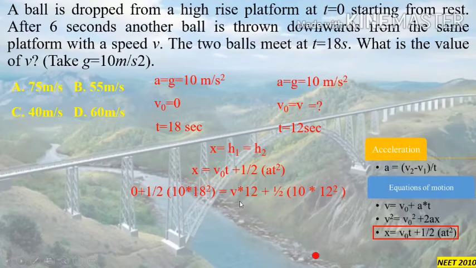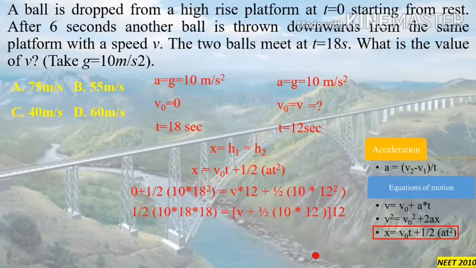Here v0 is v, time is 12 seconds as we discussed here, plus half into acceleration 10 and time is again 12 seconds, t square. If you solve this particular equation, here you can see only v is unknown, that is the initial velocity of the second ball.